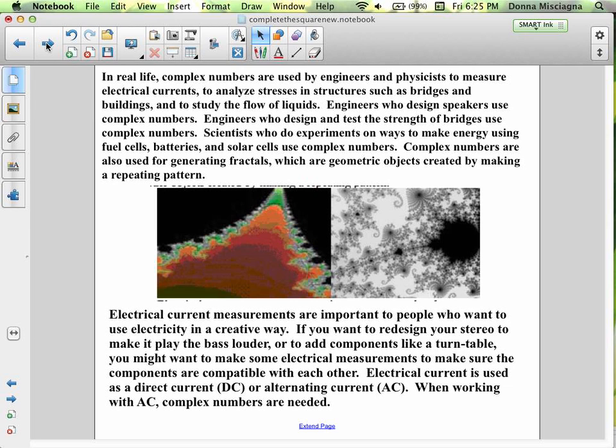So electrical current measurements are important to people who want to use electricity in creative ways. If you want to redesign your stereo to make it play the bass louder, or to add components like a turntable, you might want to make some electrical measurements to make sure the components are compatible with each other. Electrical current is used as direct current or alternating current. When working with AC, complex numbers are needed. Right, so let's take a look at complex numbers.